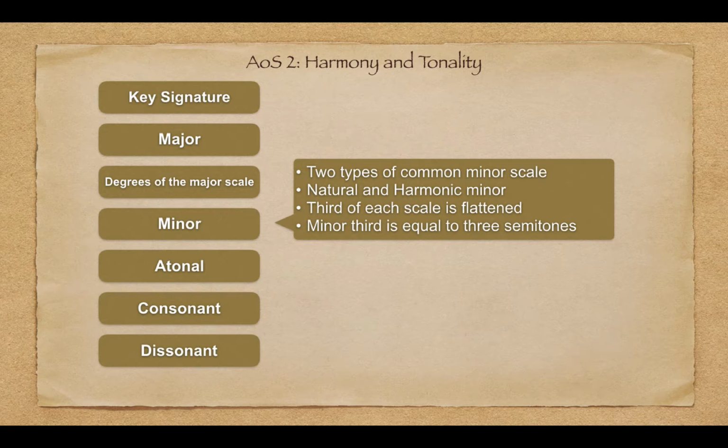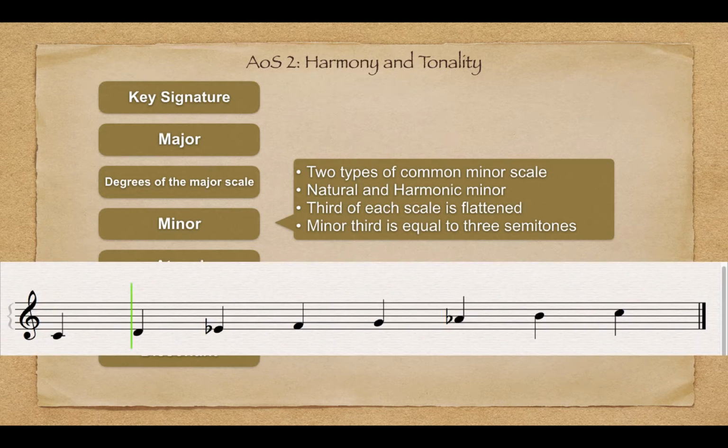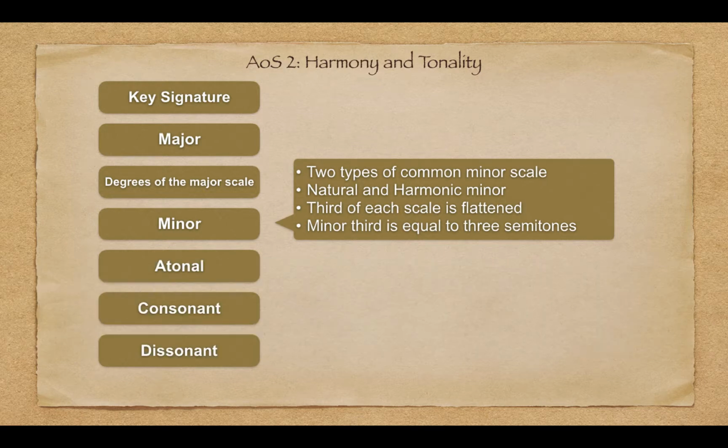The next type of minor scale that we'll look at is the harmonic minor. Its intervals follow this pattern: tone, semitone, tone, tone, semitone, semitone, semitone. Here is a C harmonic minor. Notice how in both scales the third note was flattened. This is what we call the minor third, and is what makes it minor. If we build a C triad with an E flat, then we have a C minor chord. A minor third is equal to exactly 3 semitones.